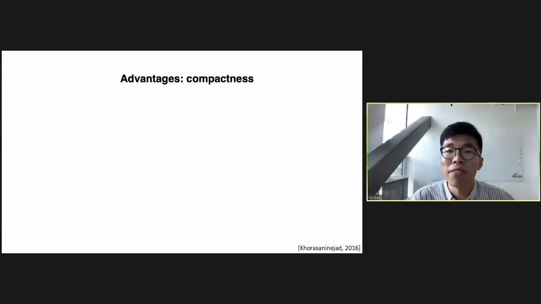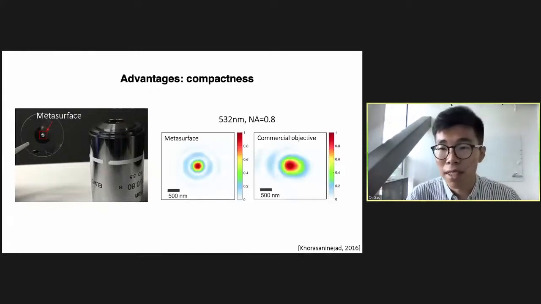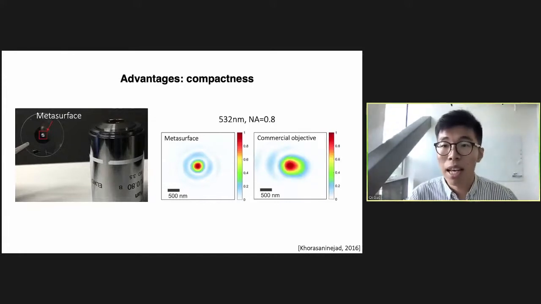There are several advantages of using metasurfaces in your setup. First, it can achieve similar or even better imaging performance with much smaller size than the traditional optics in the design wavelengths. For example, the metasurface in this image on the left has the same numerical aperture and similar diffraction-limited spot as the commercial objective lens on the right at 532 nanometers.